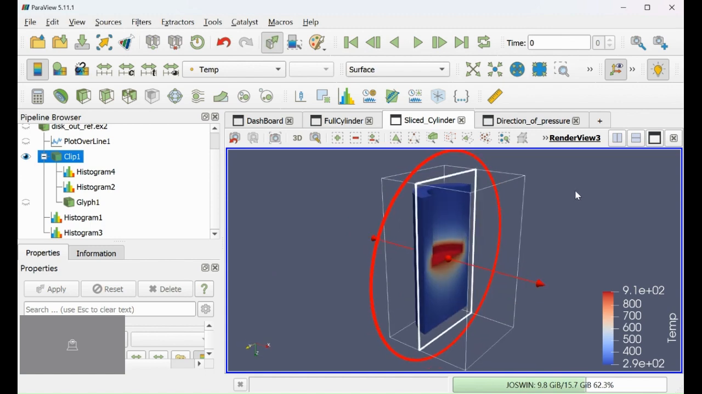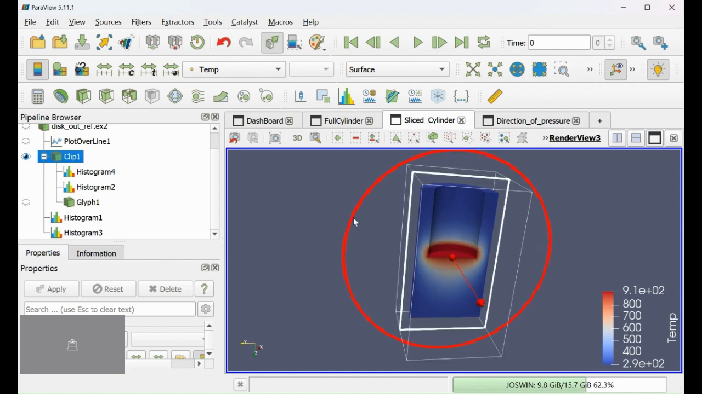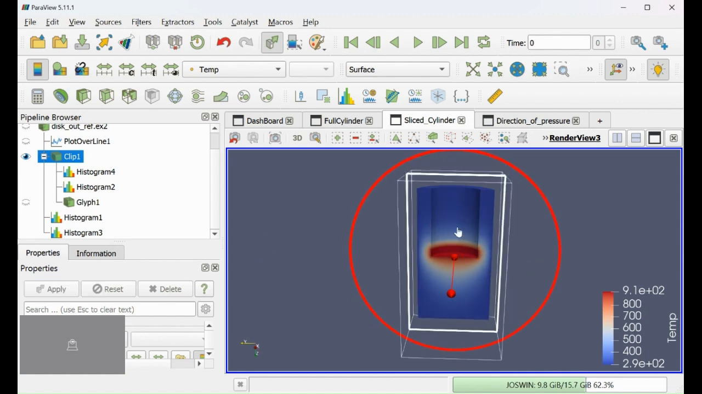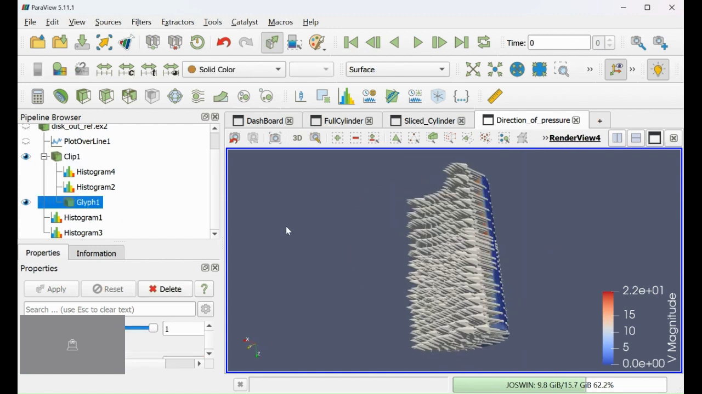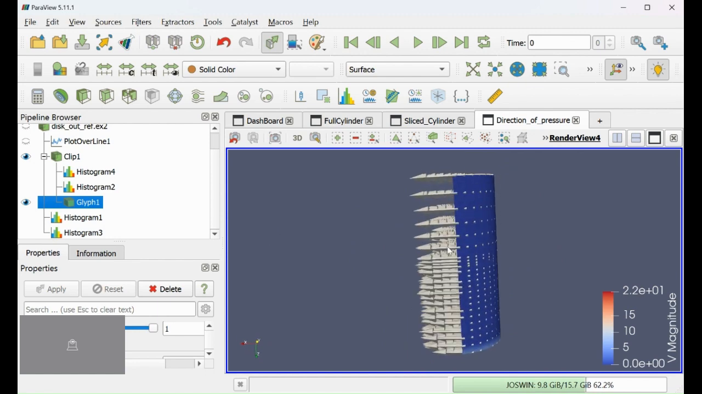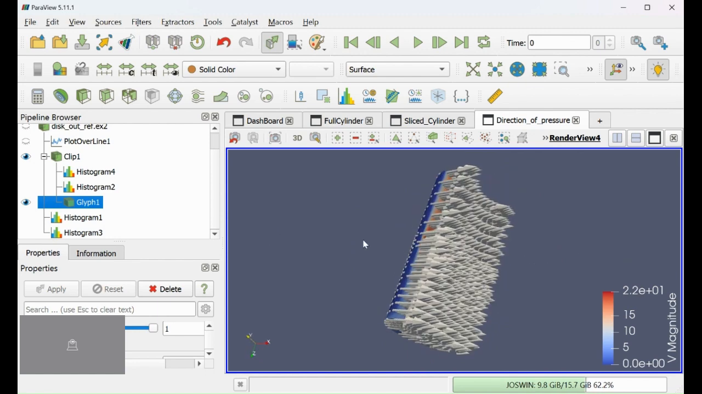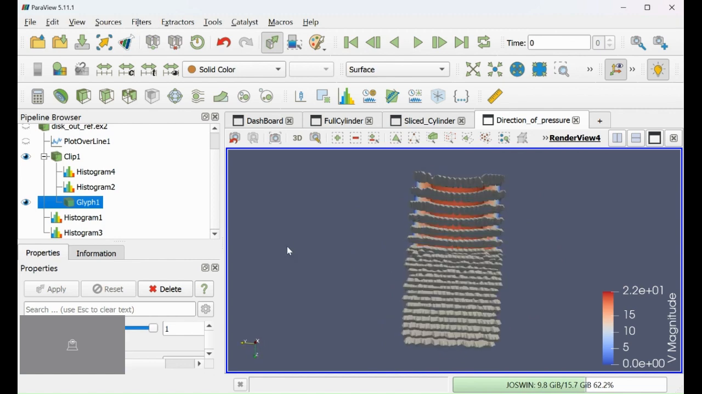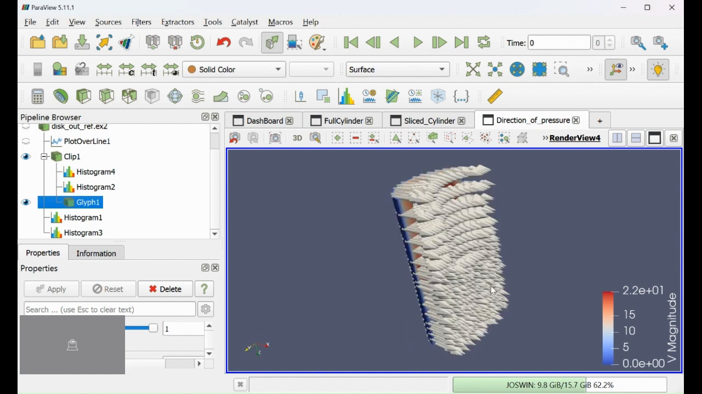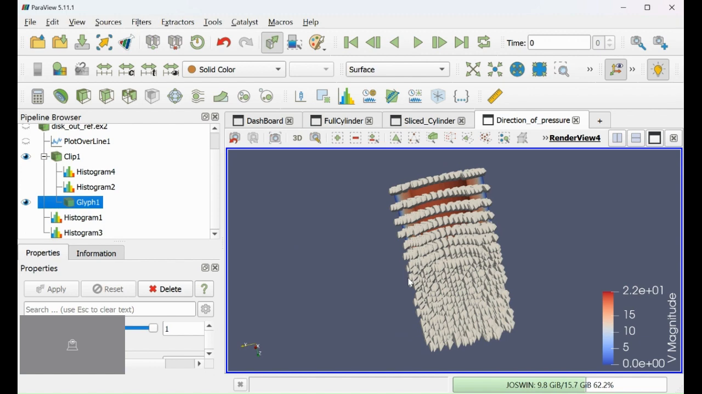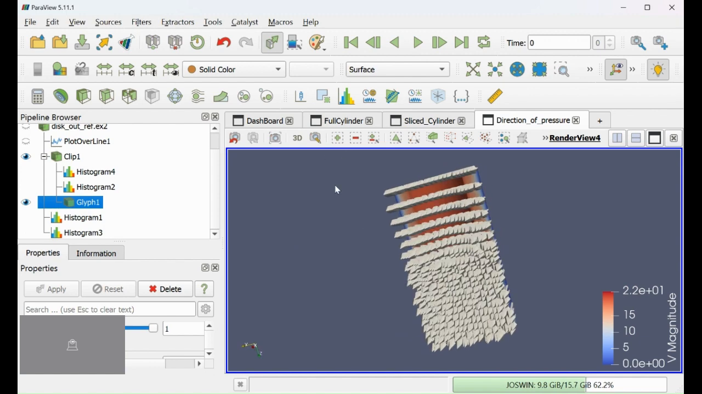Again, we wanted to also look at the impact of the pressure on the sliced cylinder. So we managed to use a glyph which shows the impact or the direction of the pressure. You can see that this sliced cylinder shows that the direction of the pressure is towards the external or the frontal end of the sliced part of the cylinder.